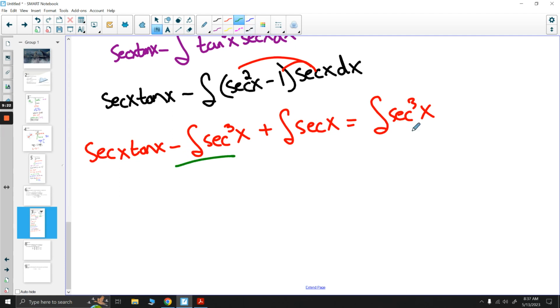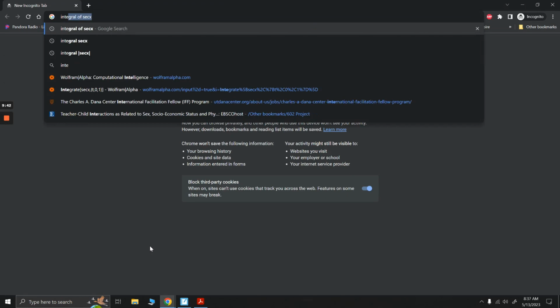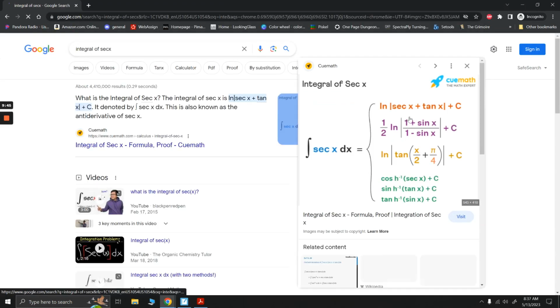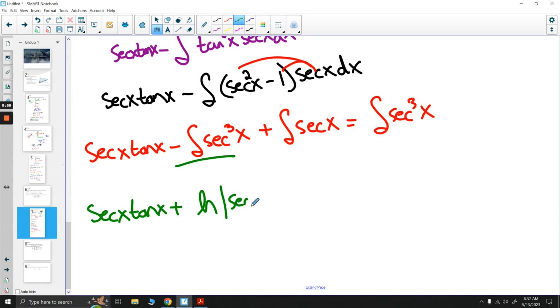So this is the same thing. We're going to add it over, and we get secant x tangent x plus the integral of secant x. Now that's going to be plus our natural log of absolute value. As a reminder, this one's one of those ones that has multiple forms. I'm going to go ahead and pull it up. Integral of secant x. We have a couple ways to think about it, either this way or this way or these. I personally tend to use this one, but technically speaking, you can do whichever one you want. I'm going to stick with this one, so I just want to remind you of that one. So ln of secant x plus tangent x.